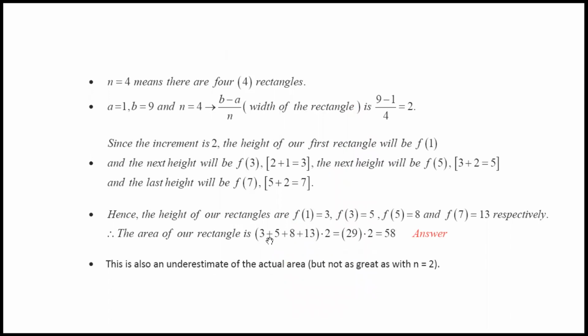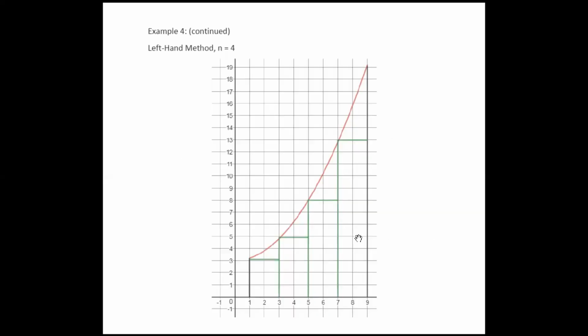Height of the first rectangle, height of the second rectangle, height of the third rectangle, height of the fourth rectangle. All of them have a width of 2, and I do the arithmetic. And now I have the area as being 58. Still an underestimate. I'm not getting here, this, or this, but it's getting bigger. I'm closing in on the area slowly.